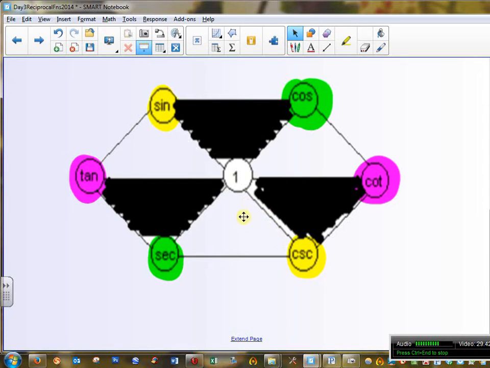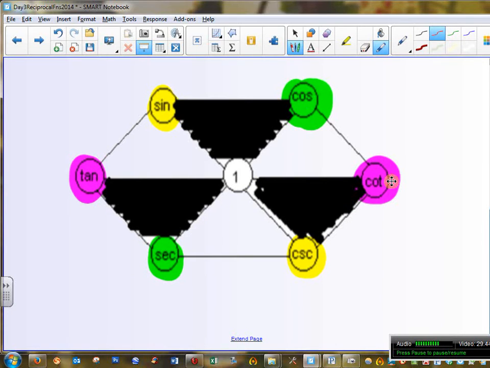There's also a 1 in the middle. And the 1 in the middle is what's telling us to perform the reciprocal operation. If I start out with sine and I want its reciprocal, I go through the middle and I get cosecant. If I start out with a secant function, I want to know what its reciprocal is, I go through the middle and I get cosine.